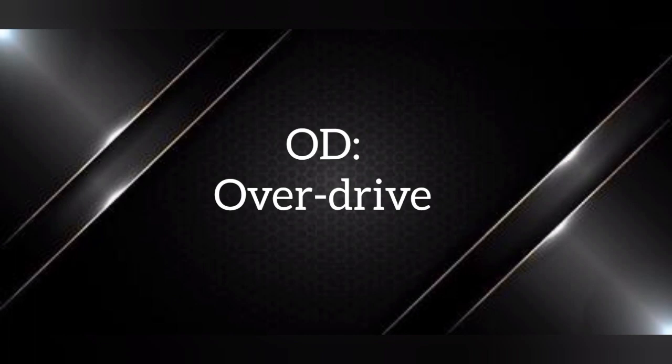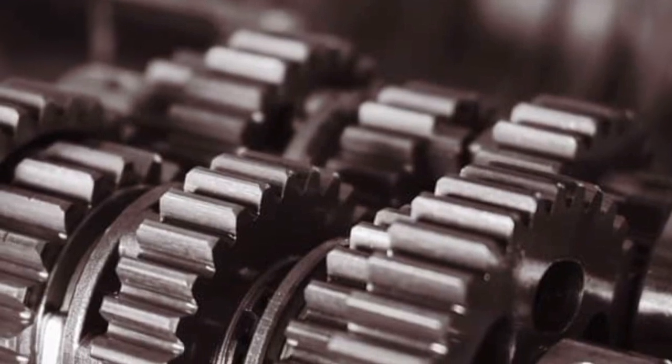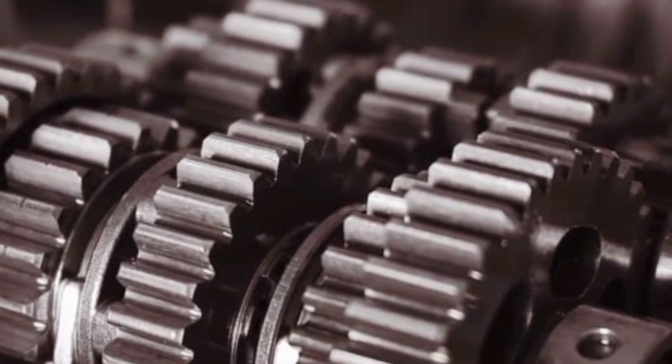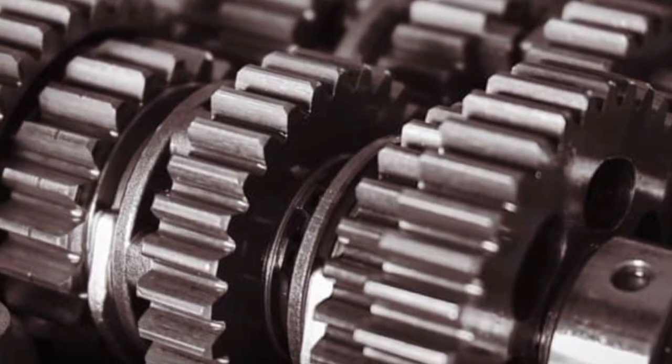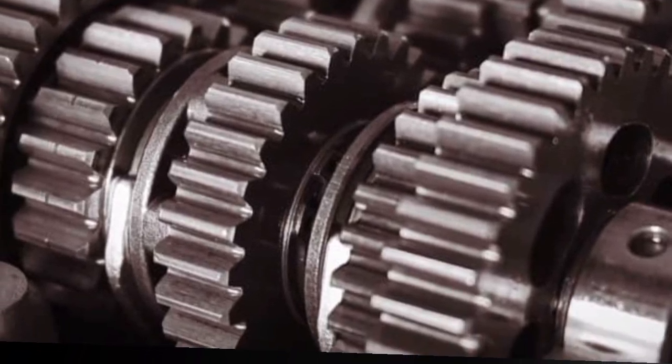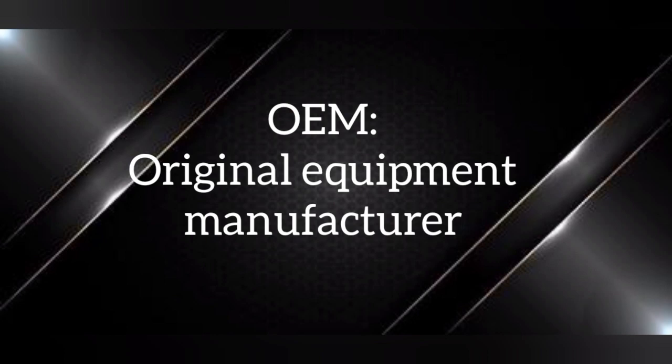Next up, we have the OD, which stands for overdrive, and these are the gears in a gearbox that transmit to the drive shaft a speed that is greater than the engine speed, which means you can drive at a high speed while maintaining a low revving engine. Next up, we have the OEM, which stands for original equipment manufacturers, and these are the part suppliers that manufacture the parts originally for a particular car as opposed to aftermarket suppliers.